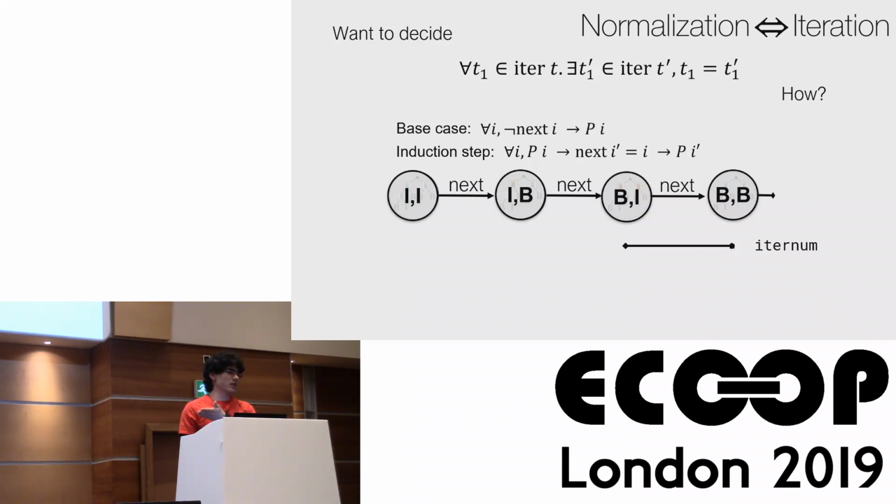If we can show that our predicate holds for both of these, if we can check in both of these cases, then with our induction principle, we're able to effectively iterate over all of the states in the iterator and decide whether our property of interest holds or not.